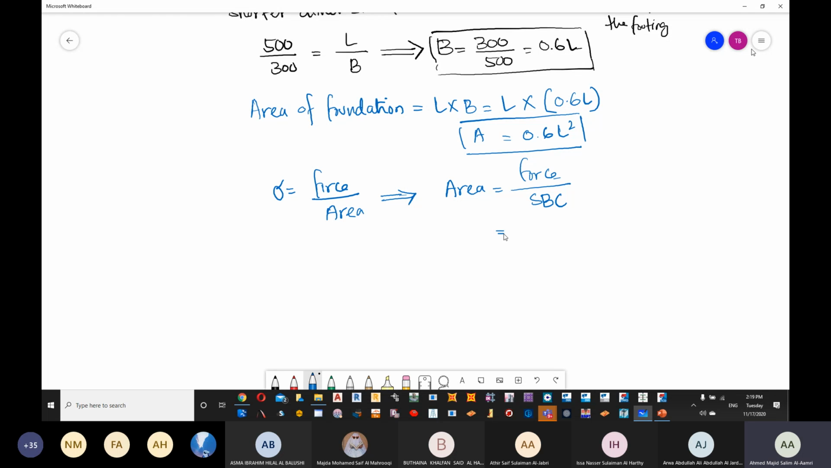Who said the area is not equal to load divided by bearing capacity? Your stress is your bearing capacity. That's the maximum stress that can be taken by the soil.